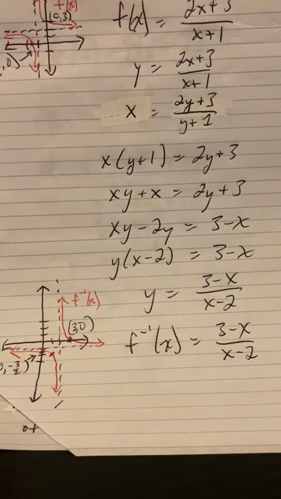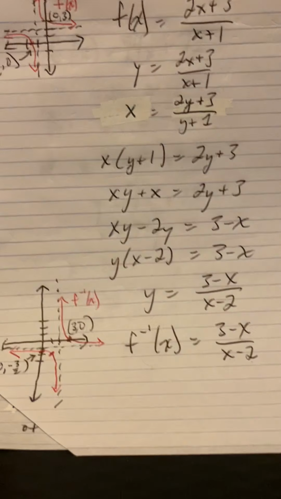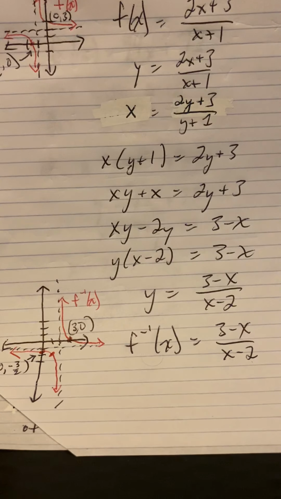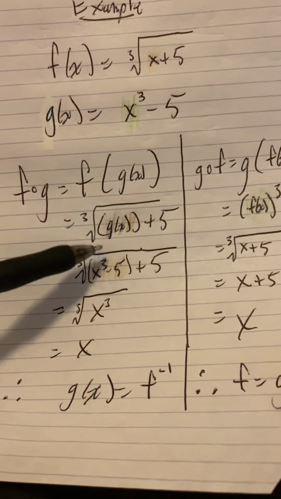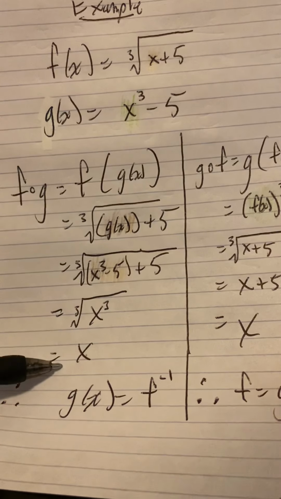Now, we need to know how to get inverses. So here's how you get inverses. The fact that you're going to get out x gives us a clue. See, we put in the outputs of a function and got out the input.